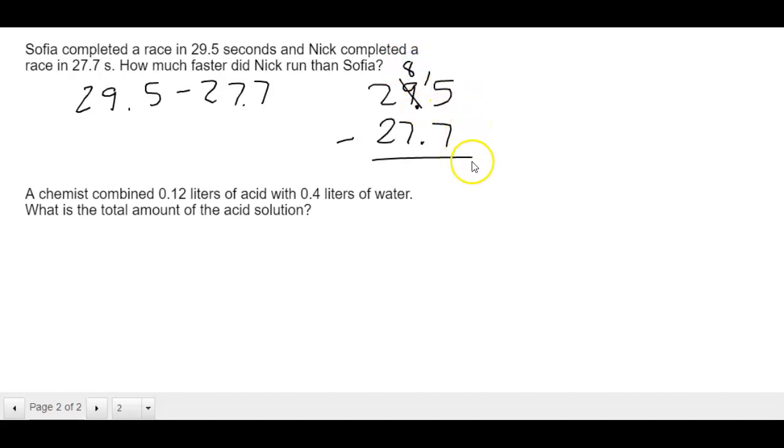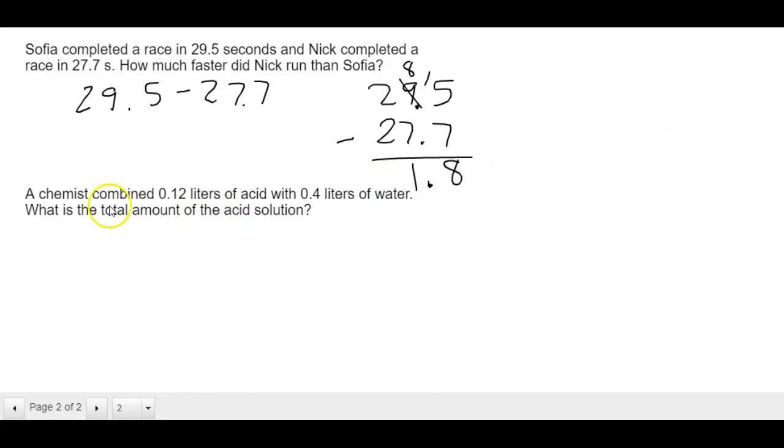Now we can do 15 minus 7 is 8. We keep the decimal in its spot. 8 minus 7 is 1. And 2 minus 2 is 0. We don't usually write that 0 in front though. So we're going to go ahead and get rid of it. So our final answer is 1.8.